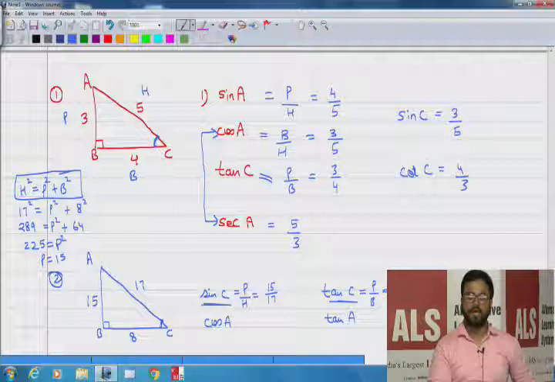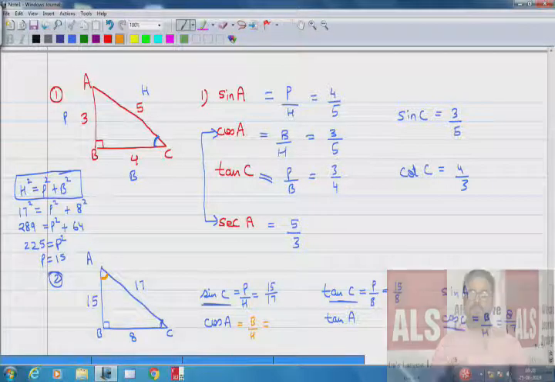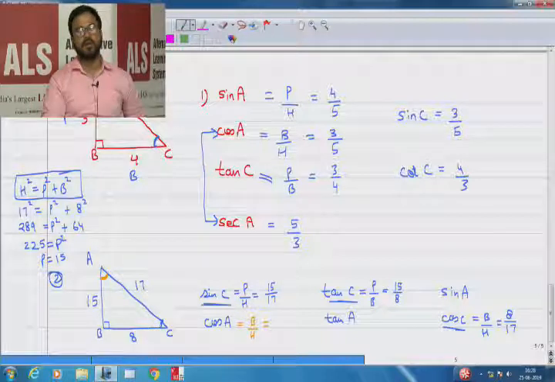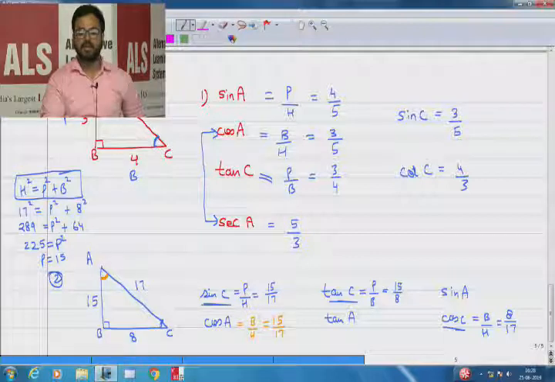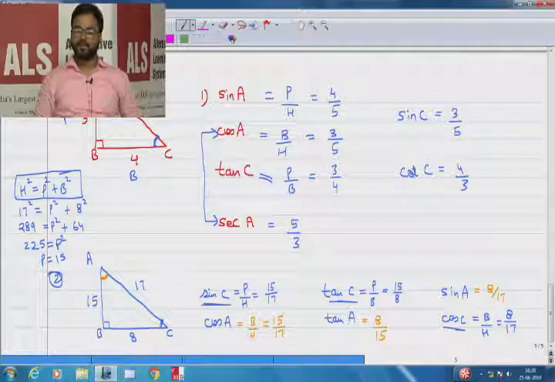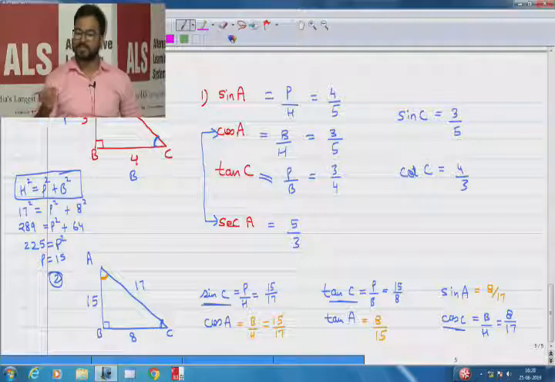Now considering angle A, cos of A is again base over hypotenuse, but this time if I am considering A as my angle, 8 will be the perpendicular and 15 will be the base. So 15 upon 17. Tan of A will be now 8 upon 15, and sine of A will be now 8 upon 17. Right, cos of C is 8 upon 17.